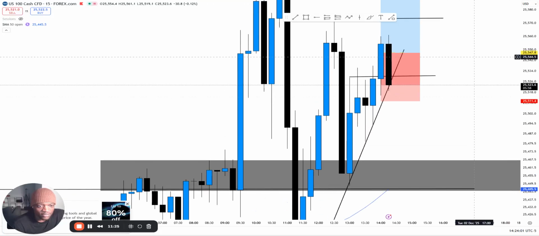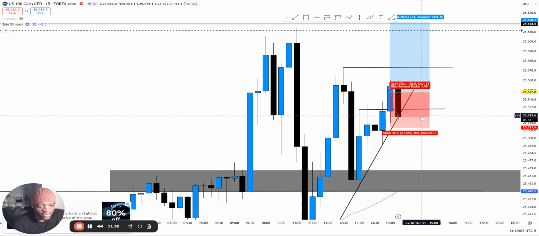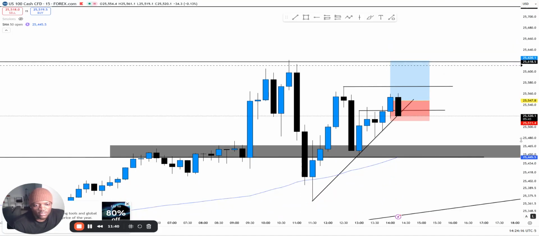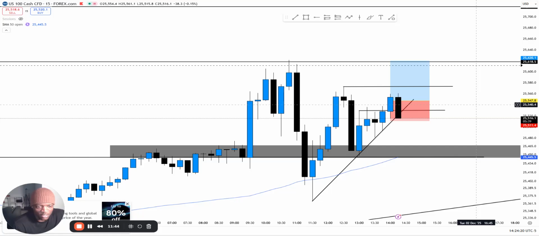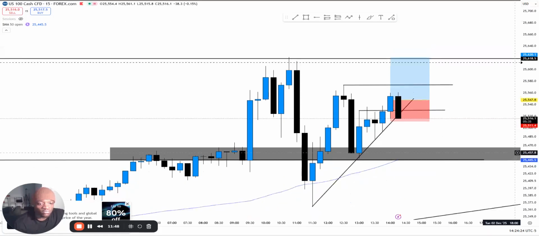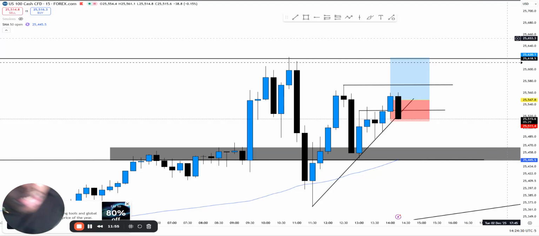Now it went lower than expected, so we're gonna see how it's gonna react. But if it touches my stop loss, it is what it is. I'll just take another setup. But I'm still confident that it's going up. It's in buys. I'm not really tripping. I'm not panicking. I might have to just wait. I might have to take out my stop loss.